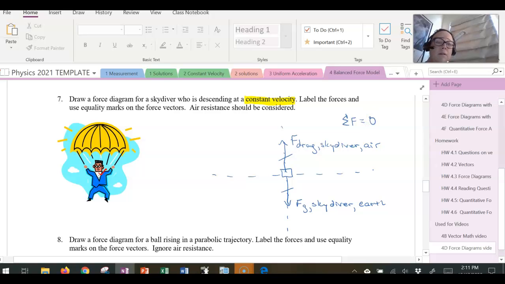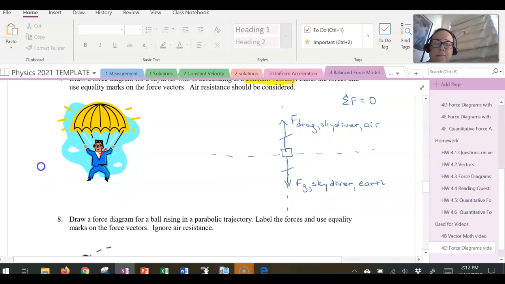This really does happen in skydiving. You reach something called a terminal velocity. That's where drag is balancing the gravitational force, and from that point on you've gotten fast enough that your drag force is balancing the gravitational force, and then you fall at a constant velocity.